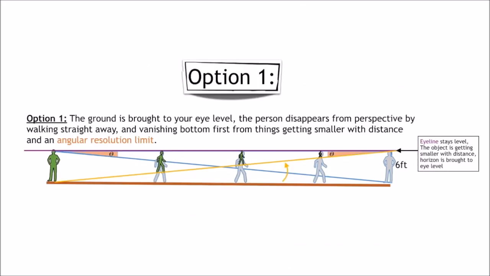So option 1, the ground is brought to your eye level. The person disappears from perspective by walking straight away, vanishing bottom first, from things getting smaller with distance and angular resolution limit.